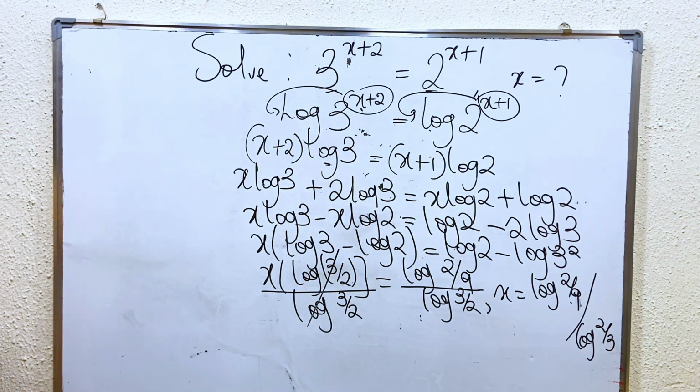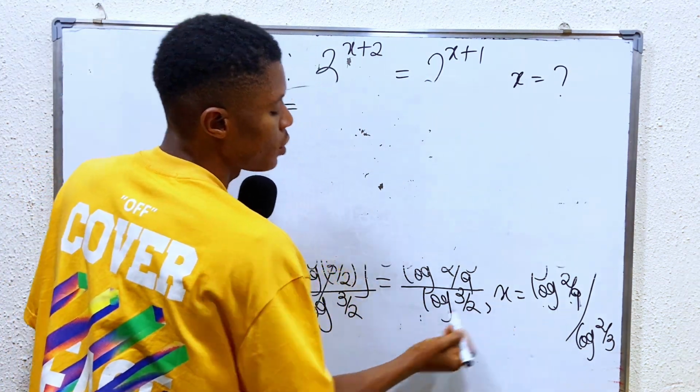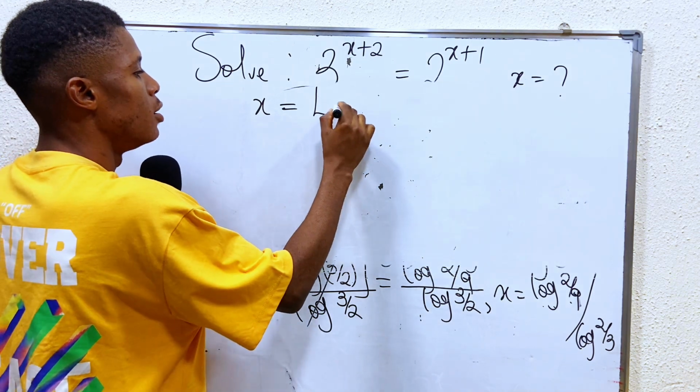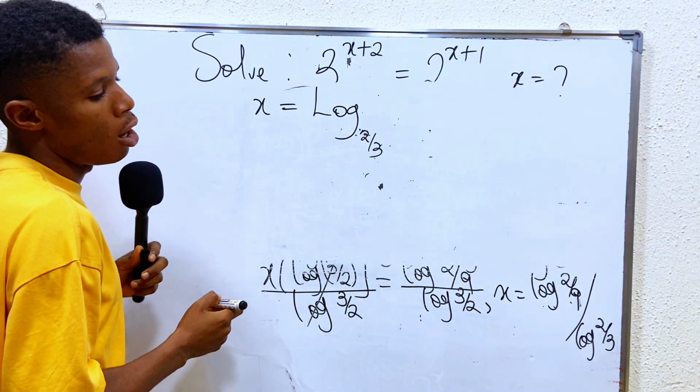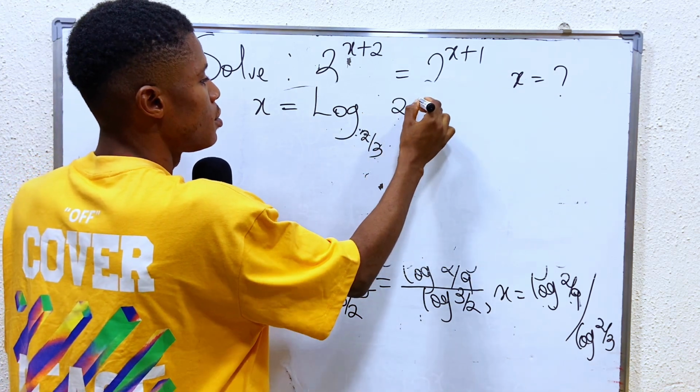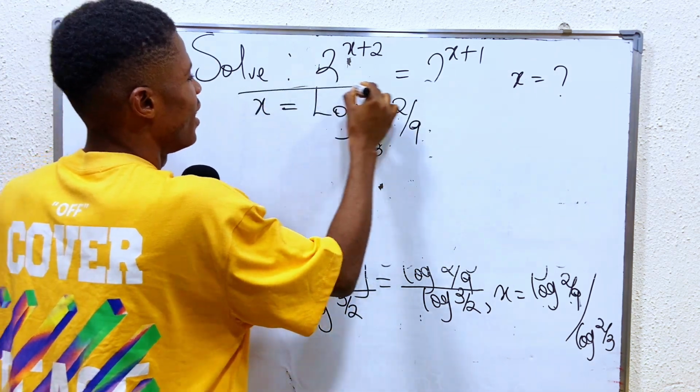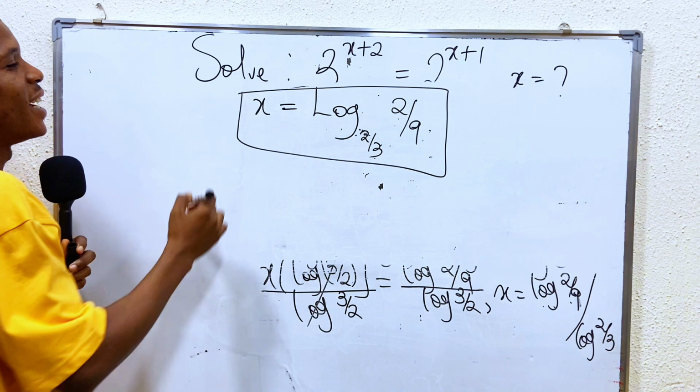Since they have the same log, we can now write it as a log of base 2 over 3 of 2 over 9. It looks somehow, but I have to leave the answer like this.